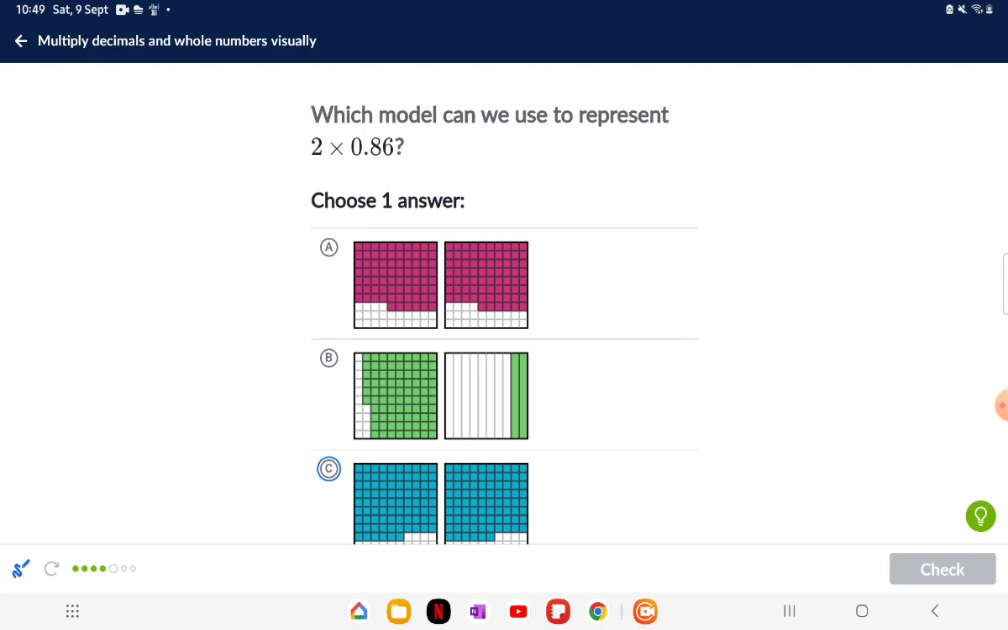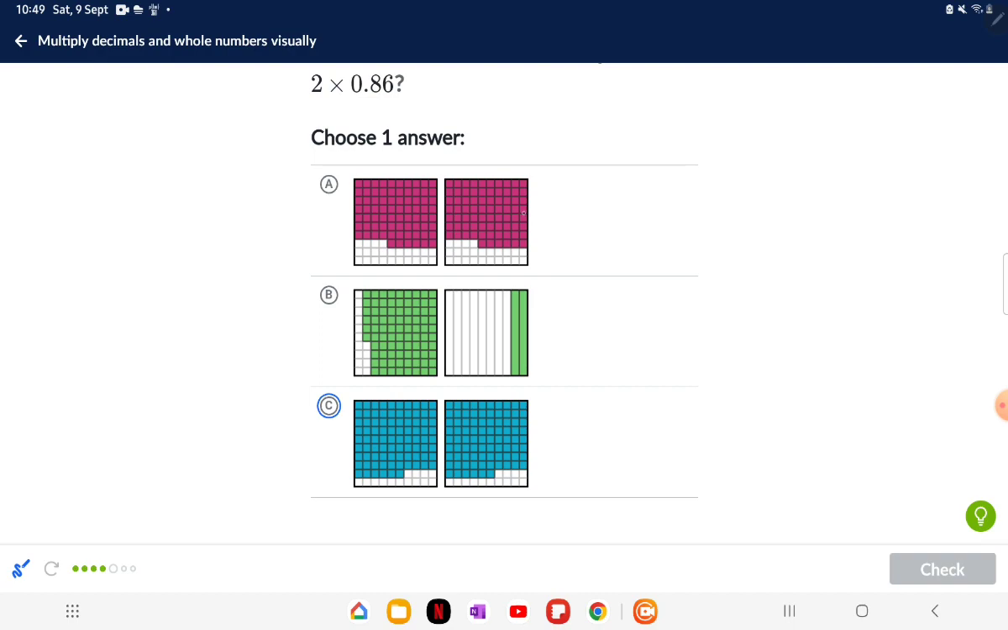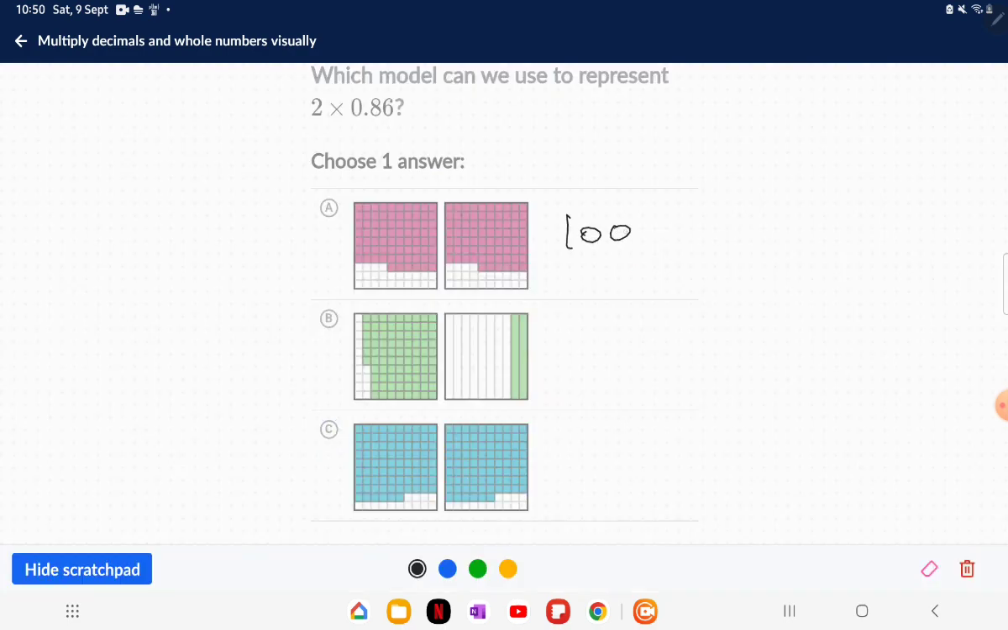Which model can we use to represent 2 multiply 0.86? Which one is it? 86/10, 0.86. Oh, sorry, 86 hundredths. This one doesn't look like 86 hundredths. Oh, sorry, because it has 2 and 2.4, 24 hundredths, which are not shaded, right? So 100 minus 24 is 76. So 76 are shaded in this. What about this one? This one is clearly wrong.